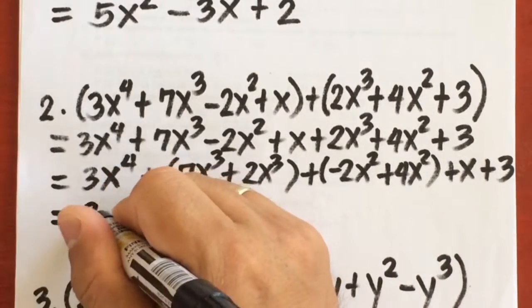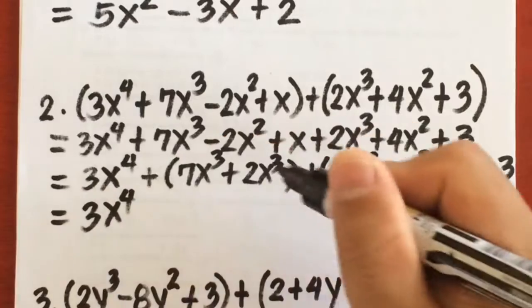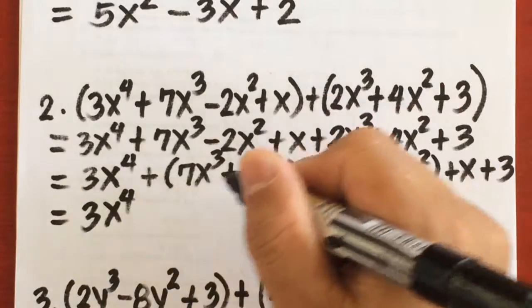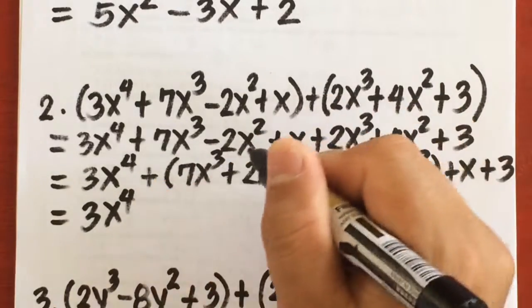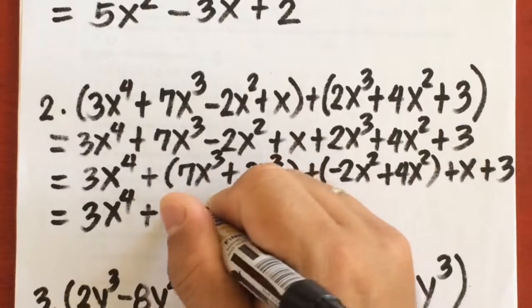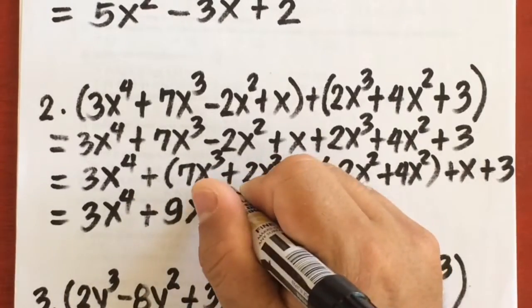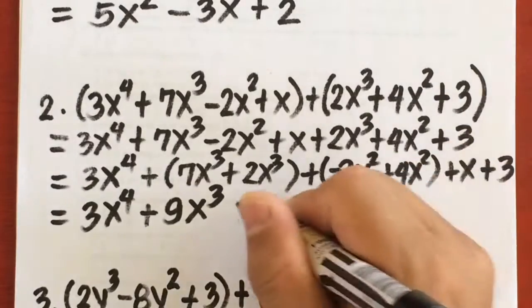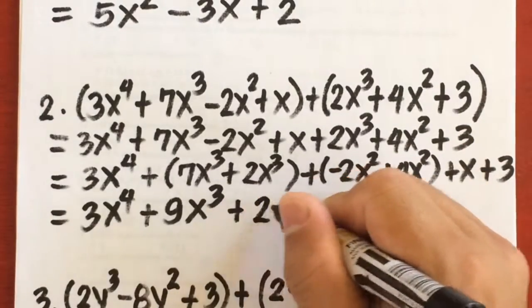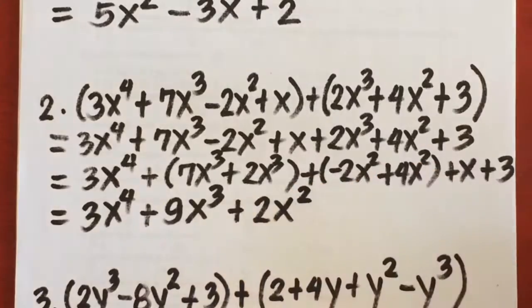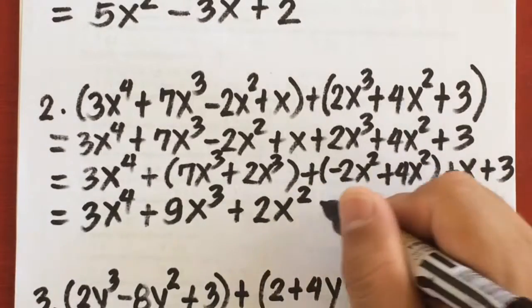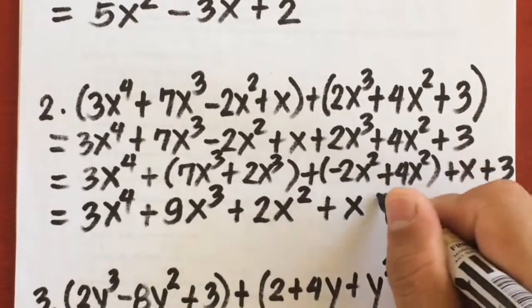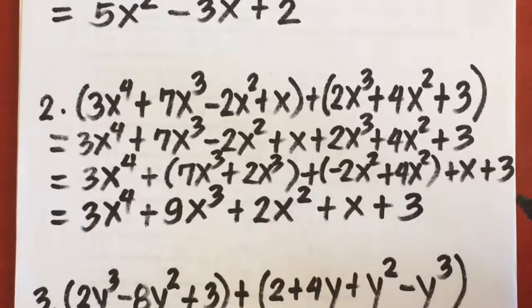So you're going to copy 3x to the power of 4. Then 7x cubed plus 2x cubed, that will be 9x cubed. So you're going to have here plus 9x cubed. Then negative 2x squared plus 4x squared is 2x squared, so you're going to have plus 2x squared. Then we're going to copy plus x, then plus 3.